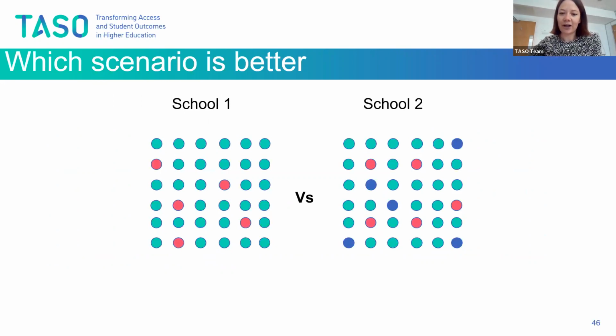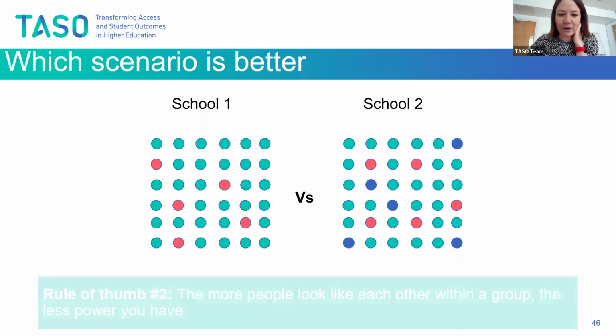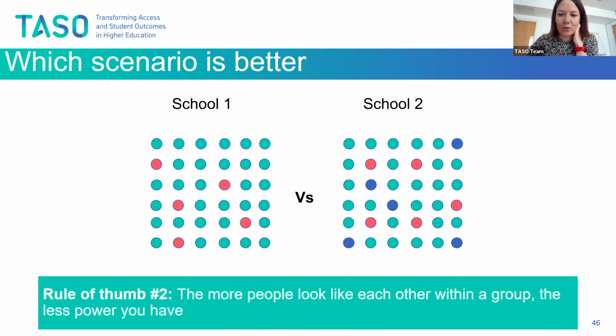Here we have another scenario. On the right-hand side, a group with lots of dots and lots of variance, and on the left-hand side a group with less variance, or fewer different colored dots. Again, we want to know which scenario is likely to give us more power. The answer is school 2 on the right-hand side, and this brings us to our second rule of thumb, which is that the more people look like each other within a group, the less power we're going to have.